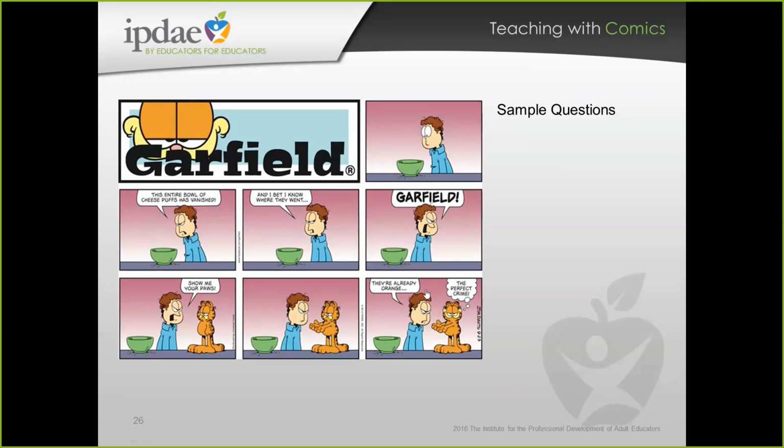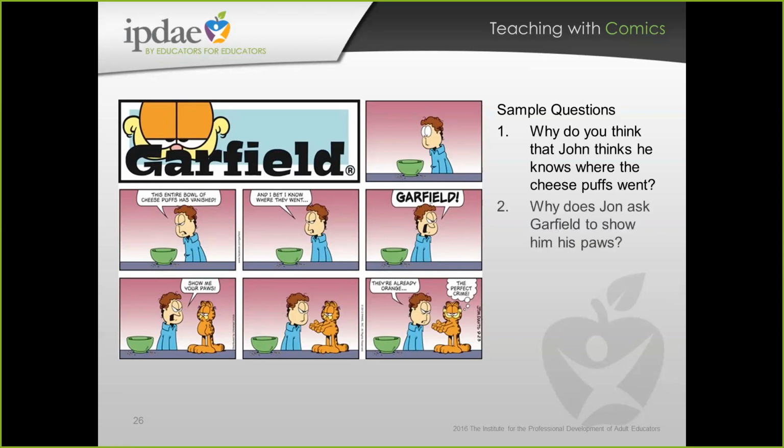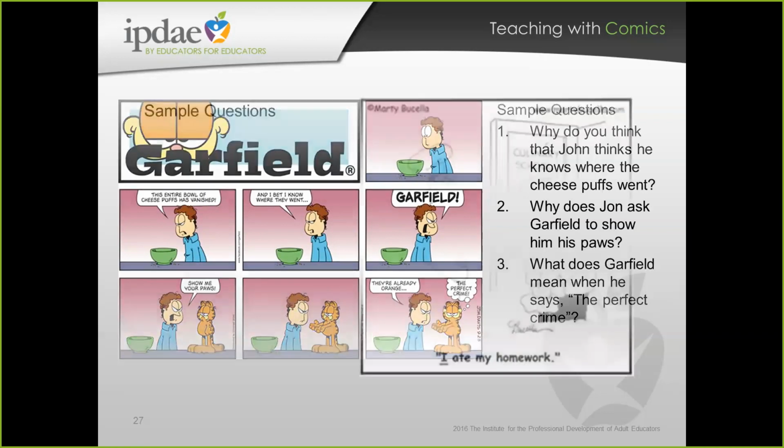Again, you're going to want to ask the same questions. What do you see? Why do you think John thinks he knows where the cheese puffs went? Why does John ask Garfield to show him his paws? What does Garfield mean when he says the perfect crime? And they should get the fact that good old Garfield has orange paws, and guess what? Anytime I've eaten cheese puffs, my hands have ended up orange as well.